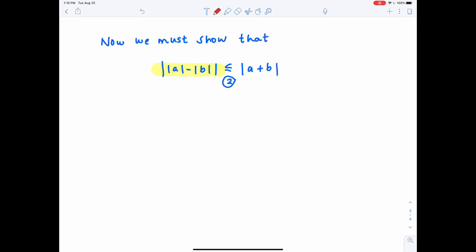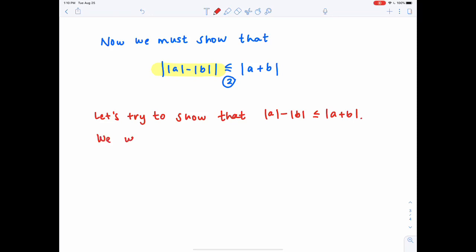So that's what we're going to try to do. So let's try to show that the absolute value of A minus the absolute value of B is less than or equal to the absolute value of A plus B. And so we will worry about the outer absolute values later.